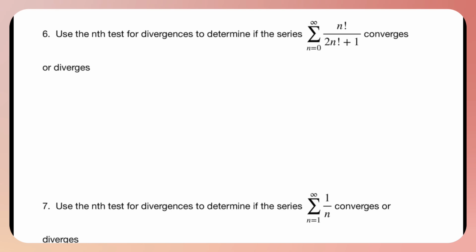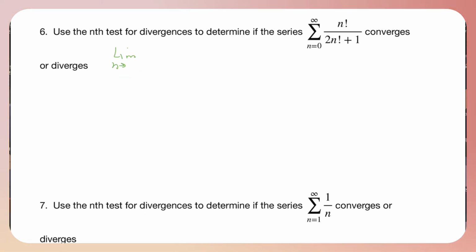Okay, so the summation of n equals 0 to infinity of n factorial over 2n factorial plus 1. All right, so let's try finding the limit of this series. Okay, so we have the limit as n goes to infinity of n factorial over 2n factorial plus 1. Now, because of the end behavior model, that plus 1 really means nothing as n goes to infinity. That factorial is going to go up so much faster. So I can just simplify this down to simply 1/2. And so the limit as n goes to infinity of 1/2 is 1/2.